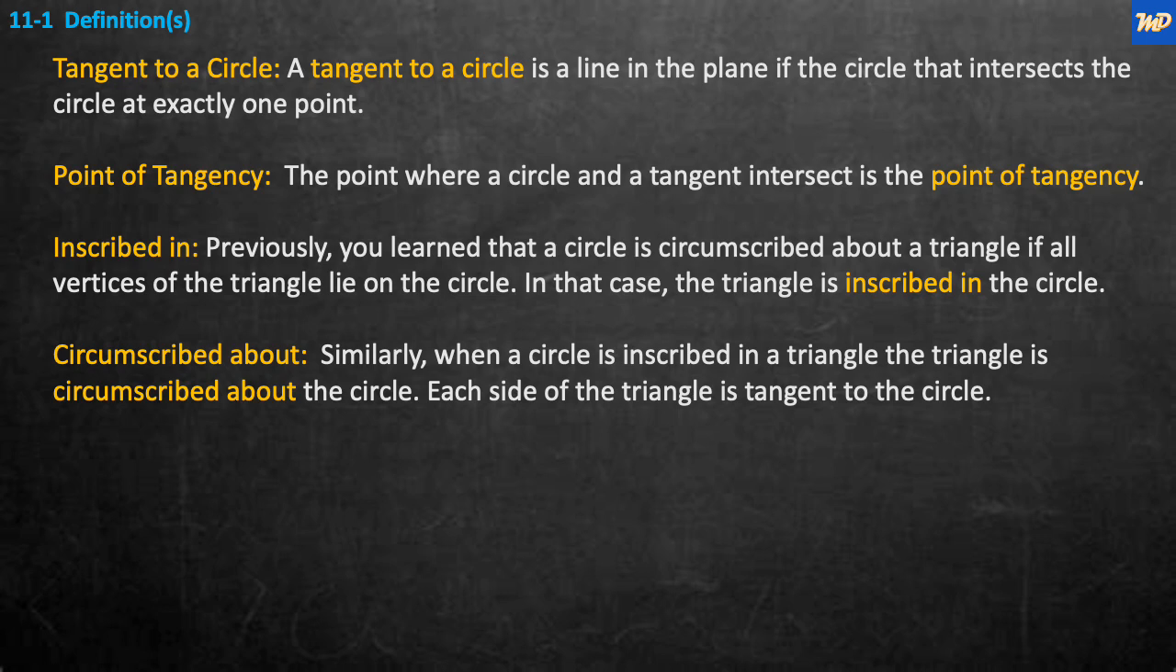Inscribed in. Previously, you learned that a circle is circumscribed about a triangle if all the vertices of the triangle lie on the circle. In that case, the triangle is inscribed in the circle. Circumscribed about. Similarly, when a circle is inscribed in a triangle, the triangle is circumscribed about the circle. Each side of the triangle is tangent to the circle.